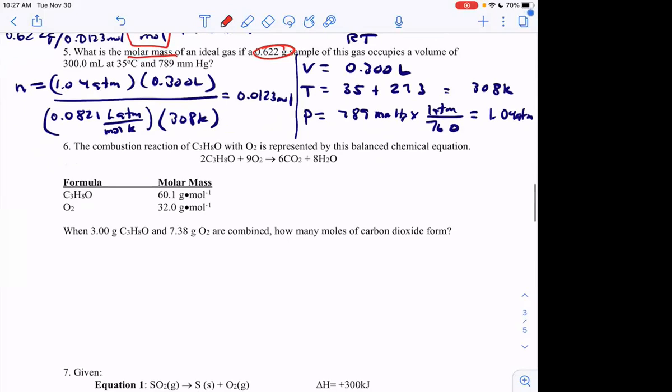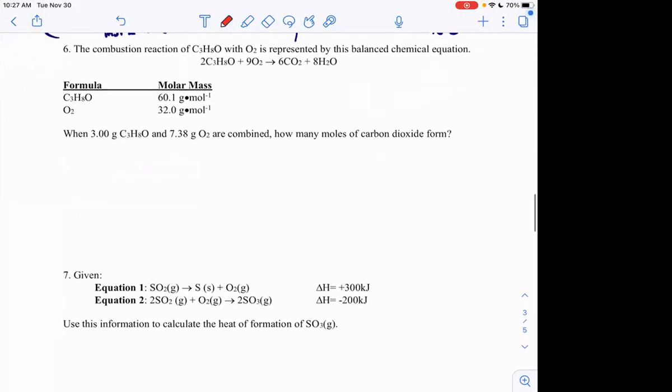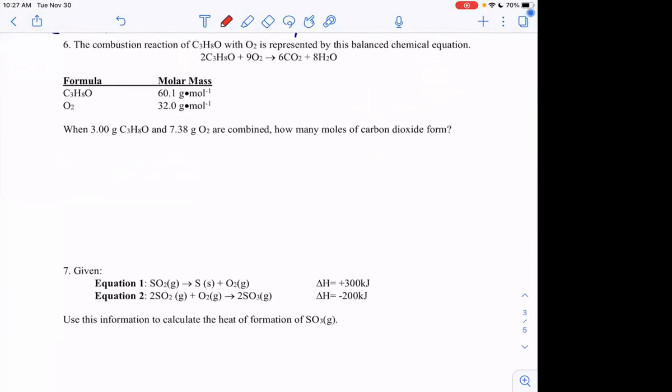Okay, 6. The combustion of C3H8O with O2 is represented by this balanced chemical equation. You've been given formula masses, molar masses. That's one way to speed things up on exams. You don't have to worry about doing those. When 3 grams of C3H8O and 7.38 grams of O2 are combined, how many moles of carbon dioxide form? So someone first tell me what type of problem this is.